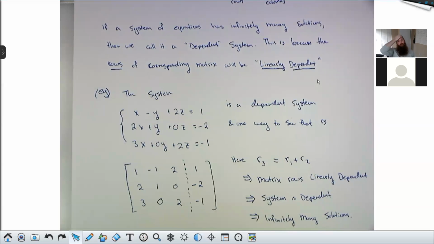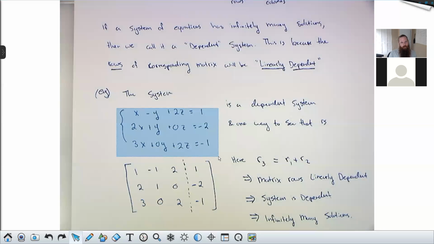So just a little bit of vocabulary. A system which has infinitely many solutions is called dependent. One way to check for dependence of a system is to see if the rows are linearly dependent. Can you get row 3 as a combination of rows 1 and 2? And here it's obvious. If you just add row 1 to row 2, that's exactly row 3. So the third row is linearly dependent on rows 1 and 2, which means this system has infinitely many solutions. So one of the questions in your homework just asks you to classify systems as dependent or independent.